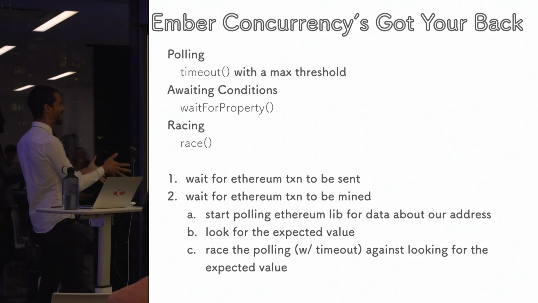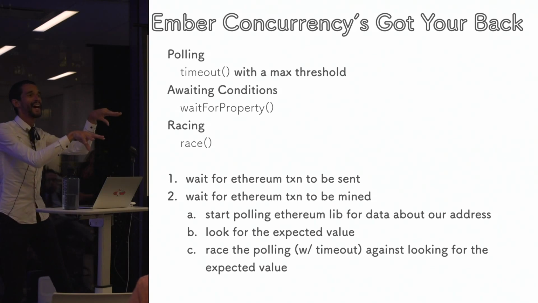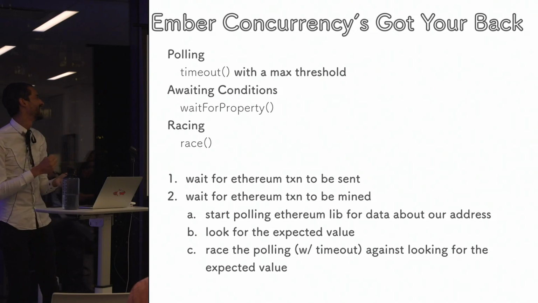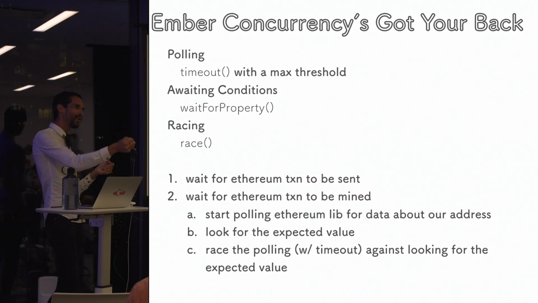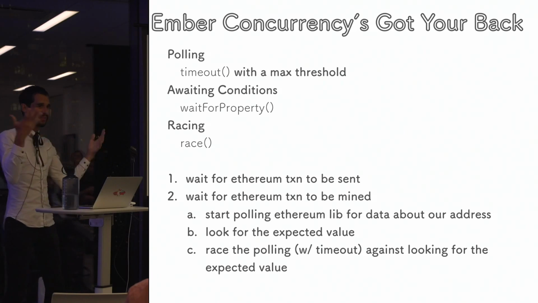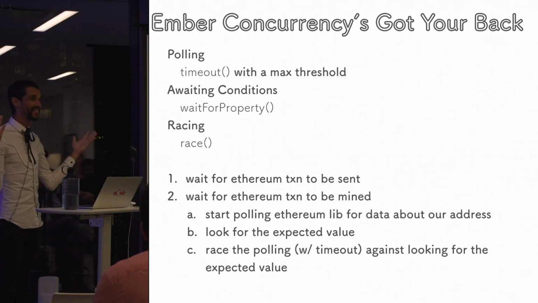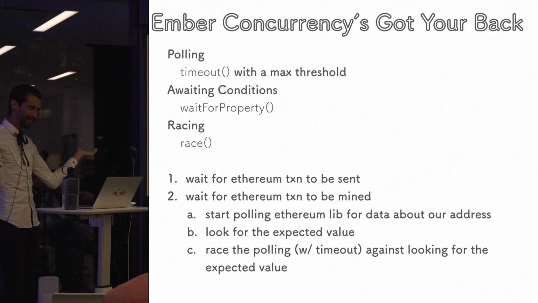So the strategy that we take here is that we have 2 different asynchronous tasks. This is what Ember Concurrency calls these things, tasks. And we're going to race them against each other. So the one task is polling. So I'm going to constantly poll my contract just to get the allowance. That was the example I showed. Just to get the allowance to see what it is. And after a certain amount of time, I'm just going to give up.